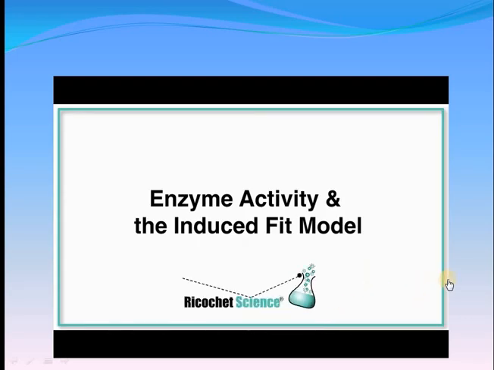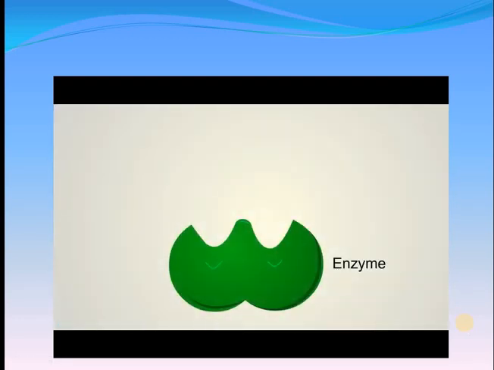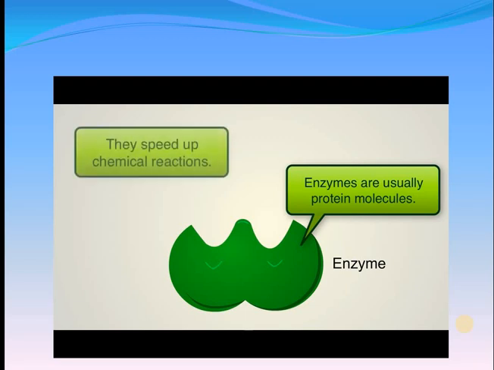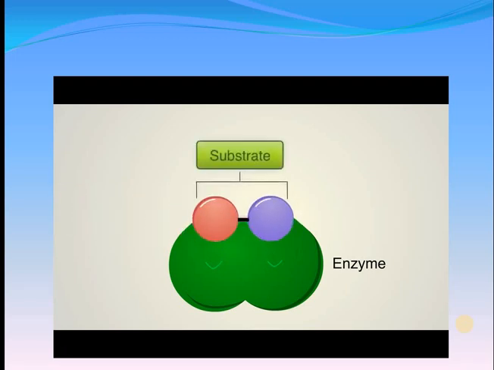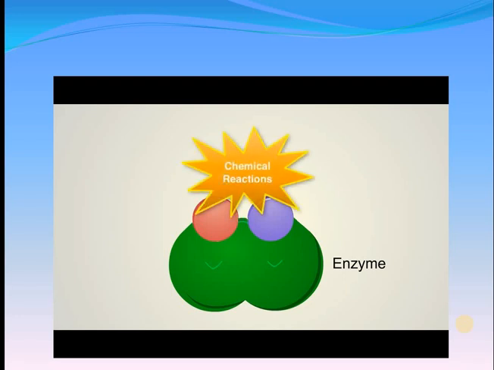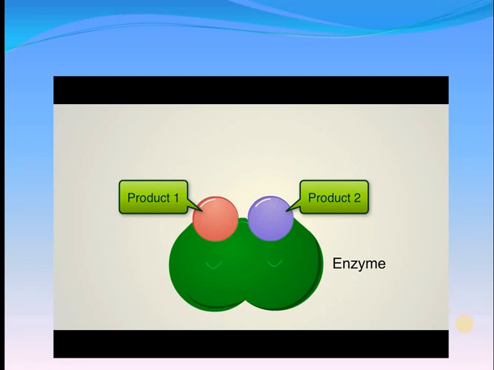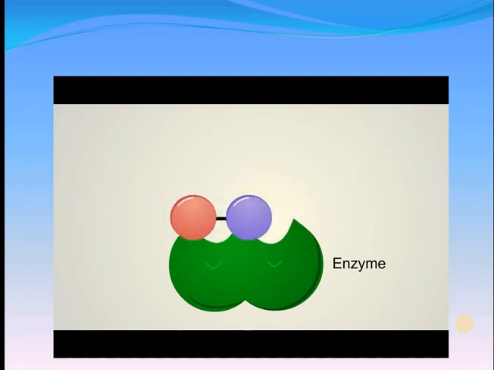Here is a video about the induced fit model. Enzymes are protein molecules that speed up chemical reactions in the cell. A special region on the enzyme, called the active site, is the area where enzyme activity takes place. An enzyme works by binding to molecules, called substrates, at its active site. The job of the enzyme is to convert the substrate into a different product or products through a series of chemical reactions. Following the reactions, the products are released and the enzyme is free to act on another substrate.